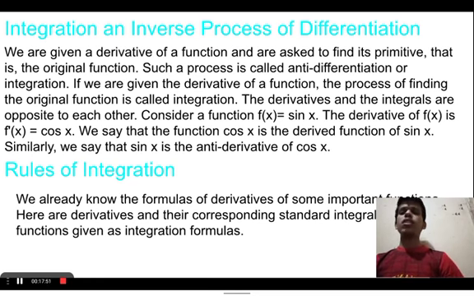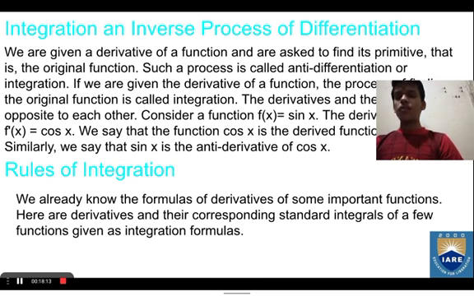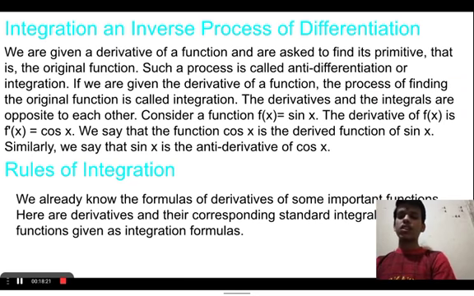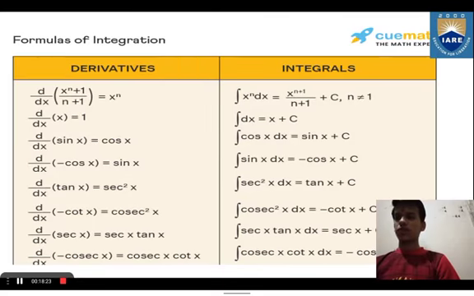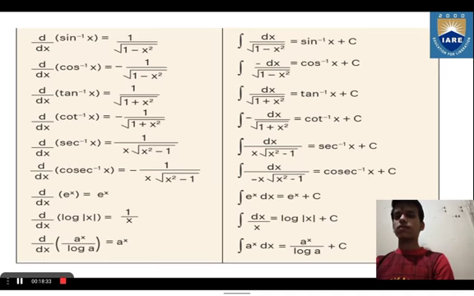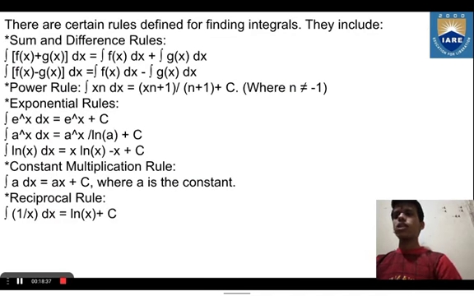We already know the formulas of derivatives of some important functions. Here are derivatives and their corresponding standard integrals of a few functions as the integration formulas. So these are the formulas of integration and differentiation given. We can go through it once.